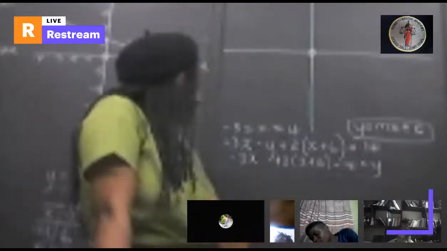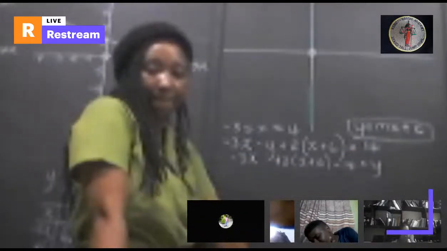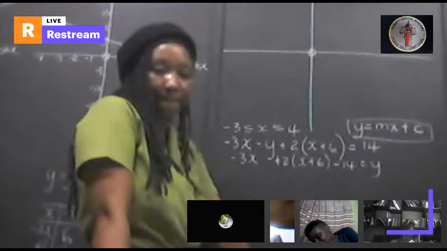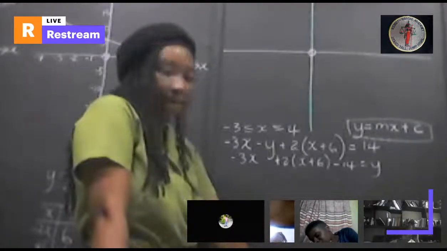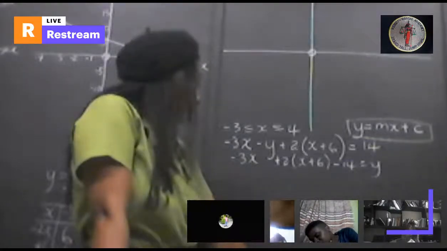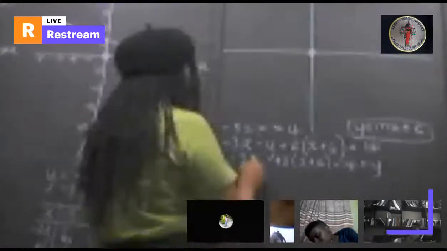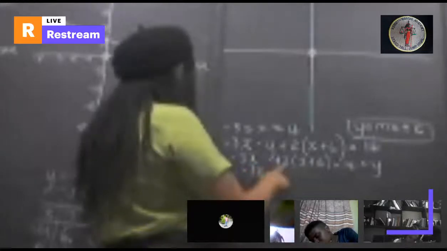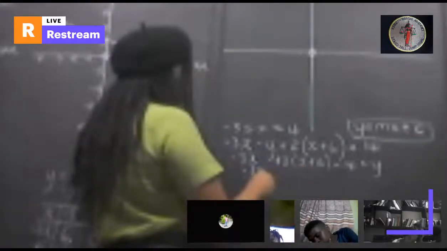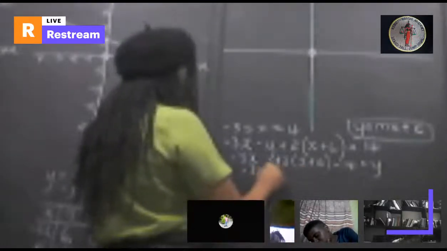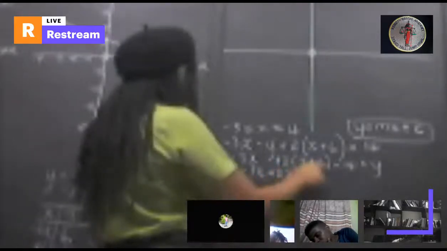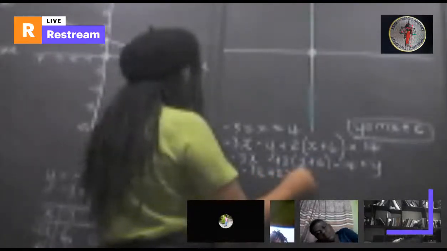So what next? Miss, now we're going to solve the distributive law, or the brackets. So we're going to use the distributive law to expand the brackets. So we write back our minus 3x. So what's 2 times x? Miss, that's 2x. And 2 times 6? Miss, it's 12. Positive 12.